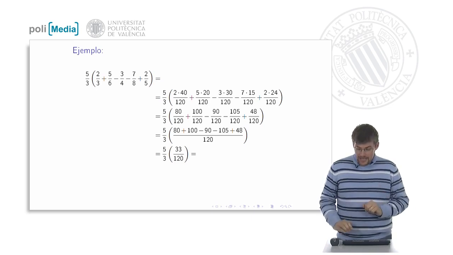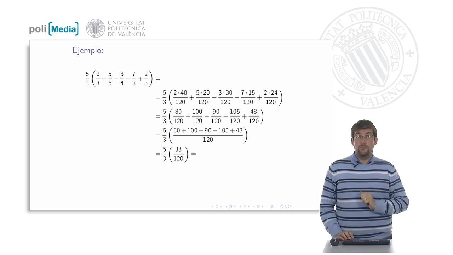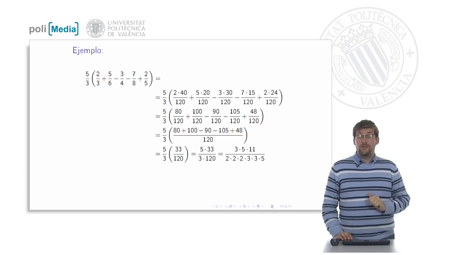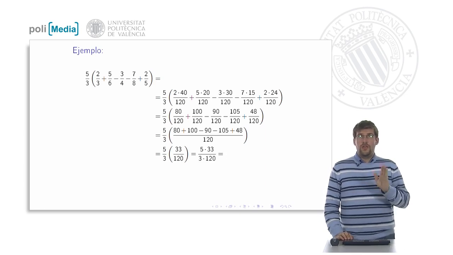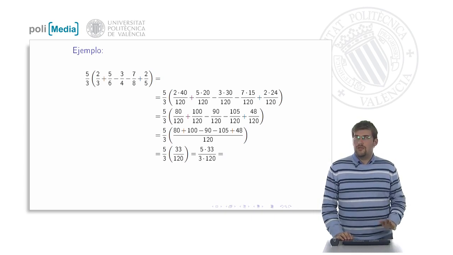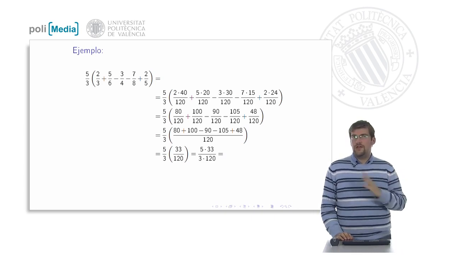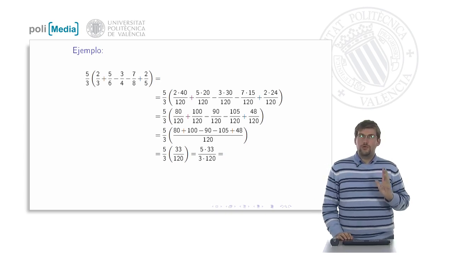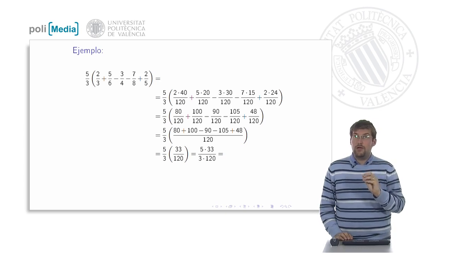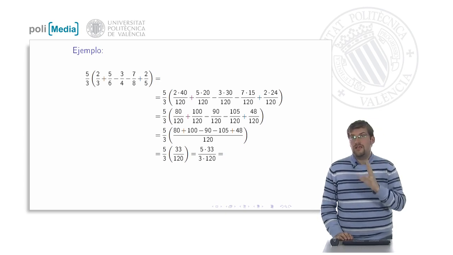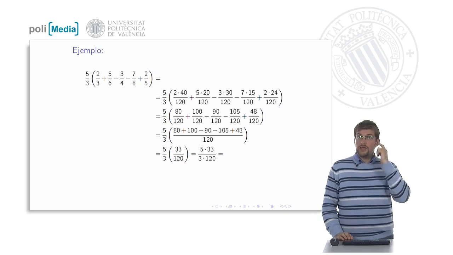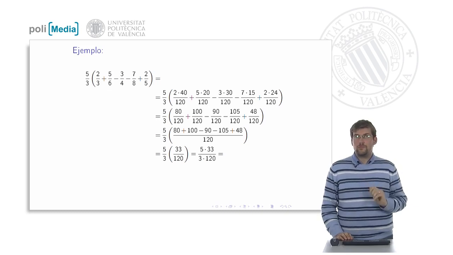The calculation is very easy, and now we apply the rule for multiplication: numerator by numerator, and denominator by denominator, 5 multiplied by 33, and 3 multiplied by 120. The initial instinct might be to calculate it directly, 5 times 33, 3 times 120, to get the result. However, our objective is to express fractions in their simplest canonical form. So we start by decomposing them into prime factors before performing the calculations.